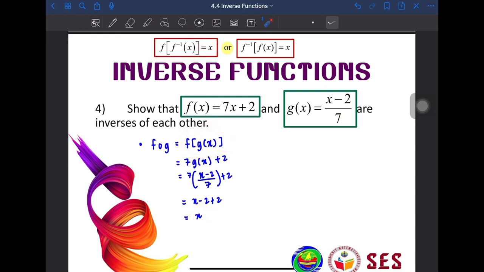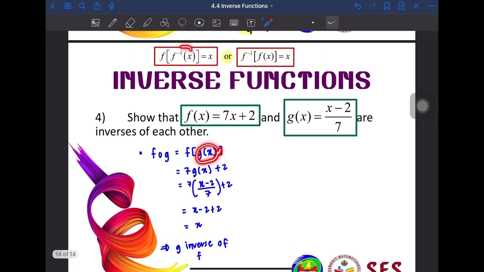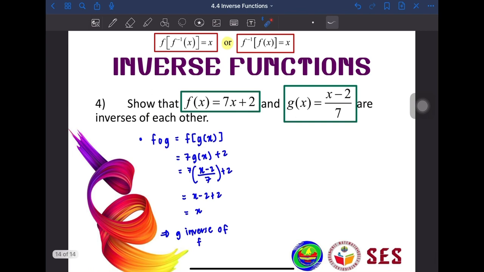So, from these properties, kita dapat concludekan that G is actually inverse of F. Okay. GX is inverse of F. Benda yang sama. Kita compare je. Sebab apa dia benda yang sama? Sebab kita dapat X dekat hujung tu. Okay, so from here, we conclude G is inverse of F. So, sekarang kita try pula G compose F.